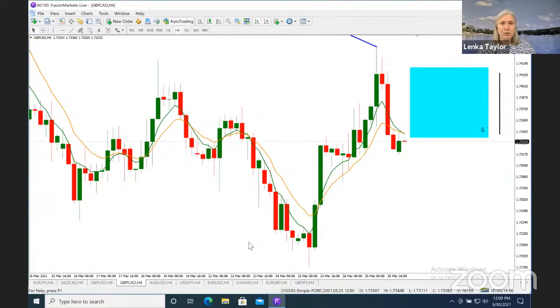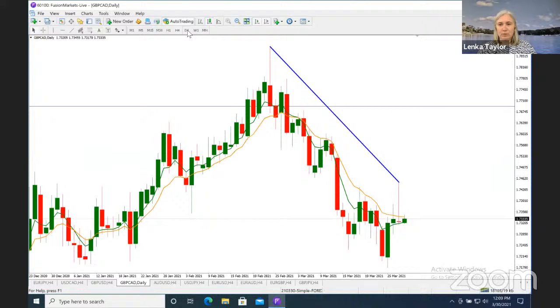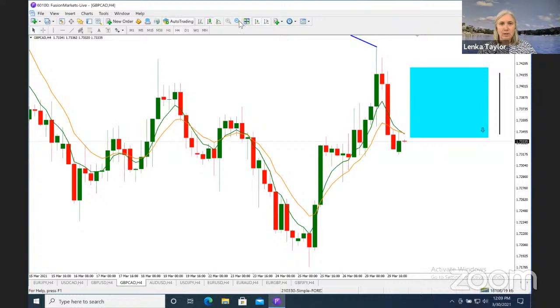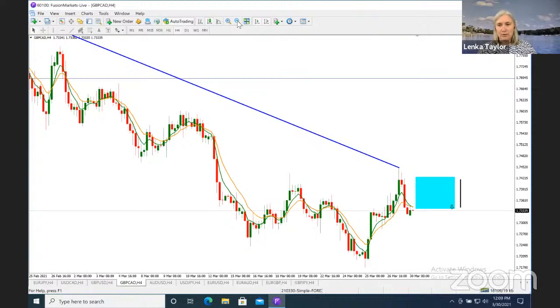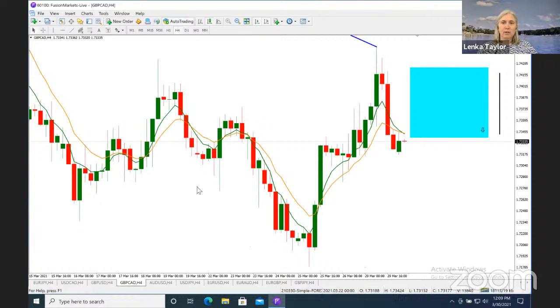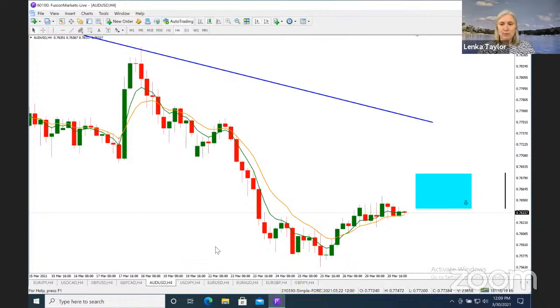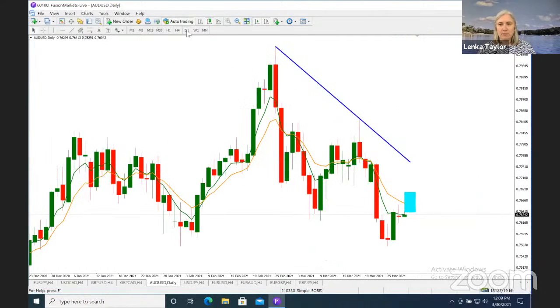Next currency pair is GBP CAD. GBP CAD also still looking for a short at the moment. On H4, just looking for a setup now, some good candlestick reversal for an entry indication. Next currency pair is AUD USD. Let's see. That one's looking for a short.